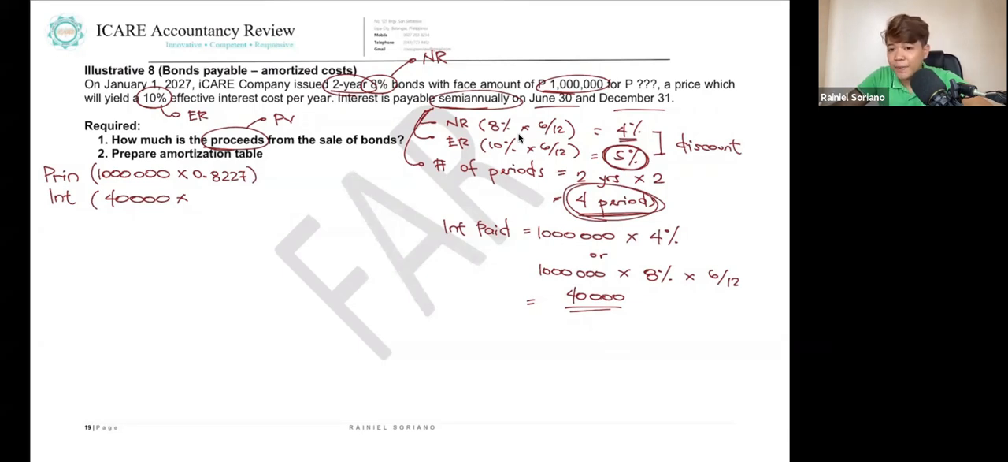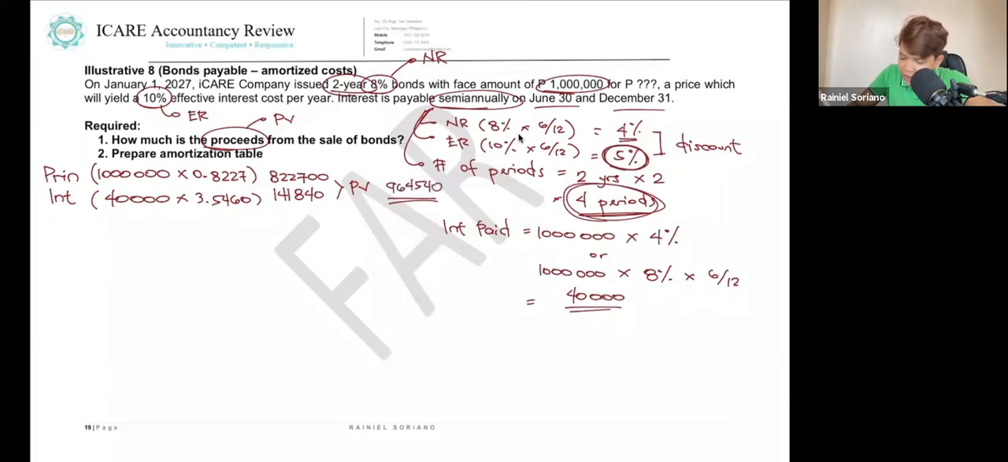While the present value of ordinary annuity on the other hand is ilan? This is equal to 3.5460. Okay? So 1 million times 0.8227 is equal to 822,700. And then 40,000 times 3.5460 is equal to 141,840. Okay? So the present value now, which is our initial measurement and the proceeds, is equal to 964,540. So 964,540, final answer, requirement number 1.